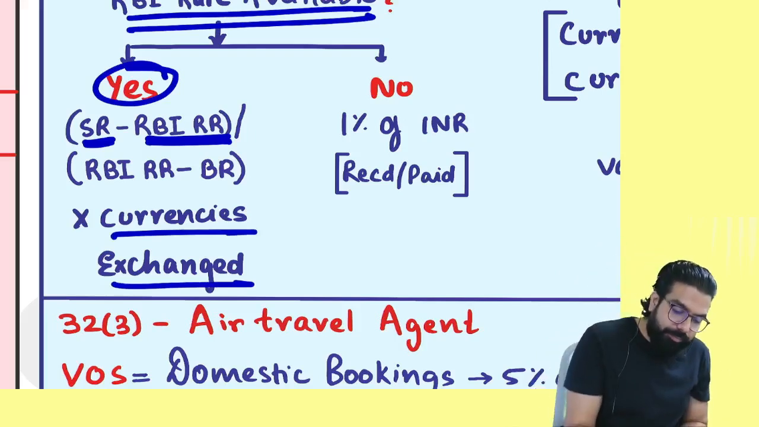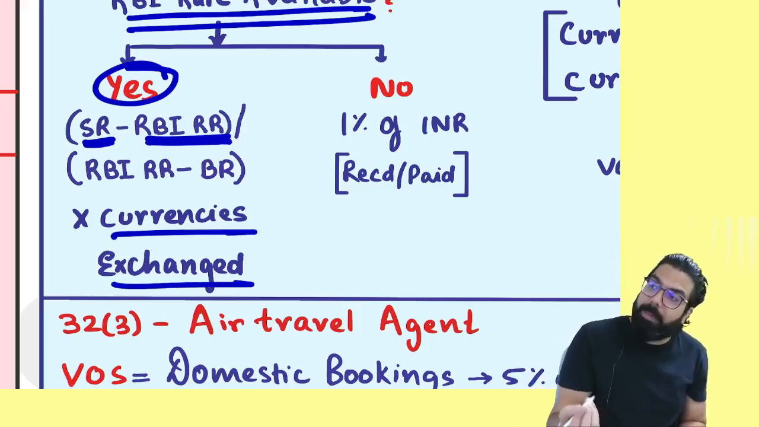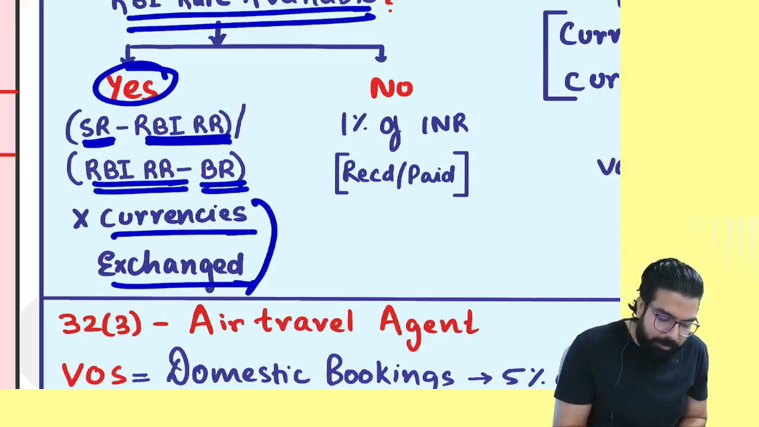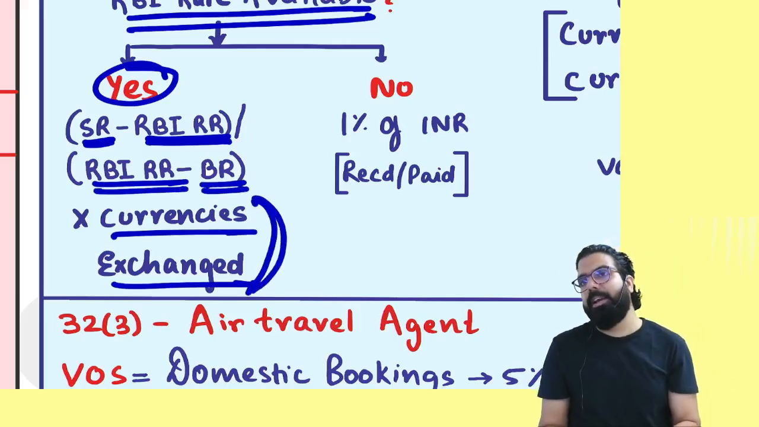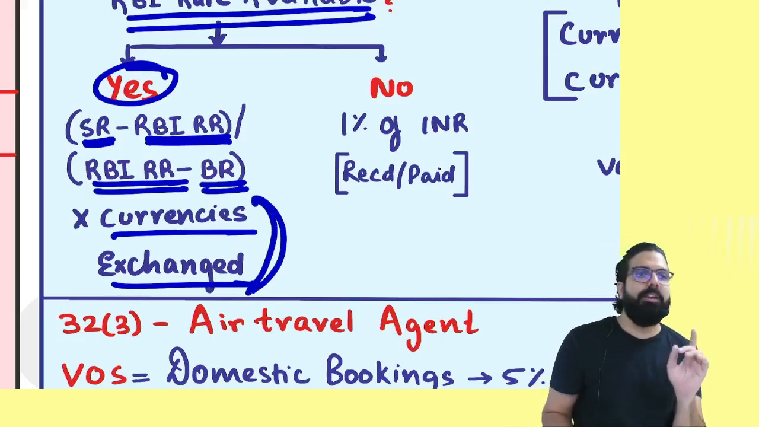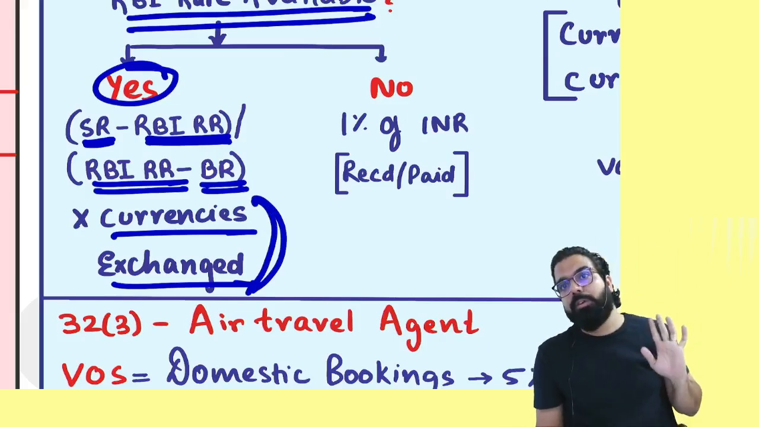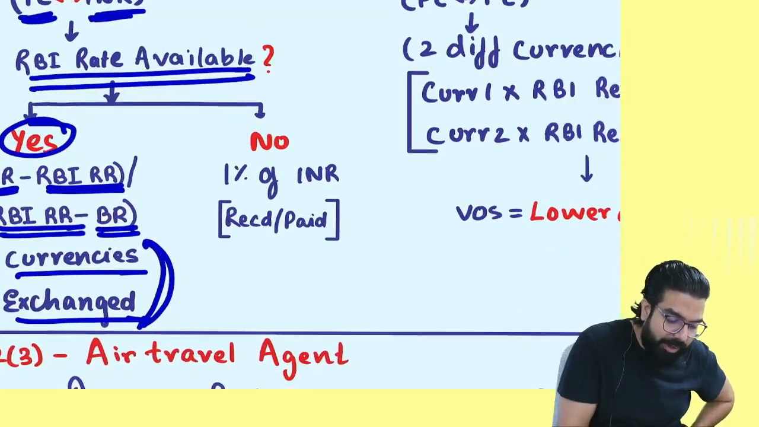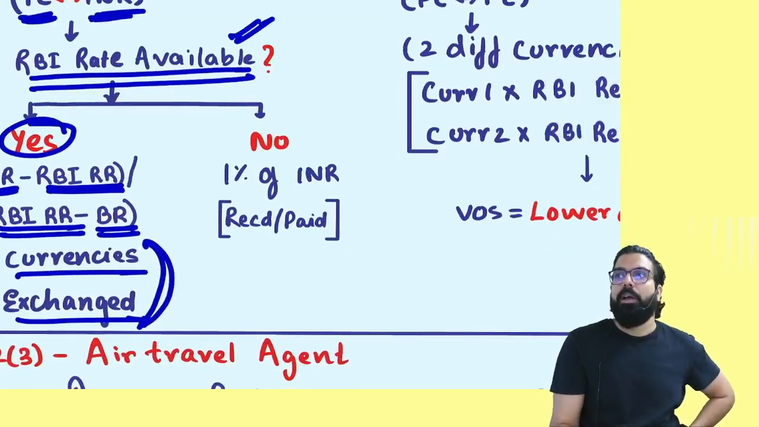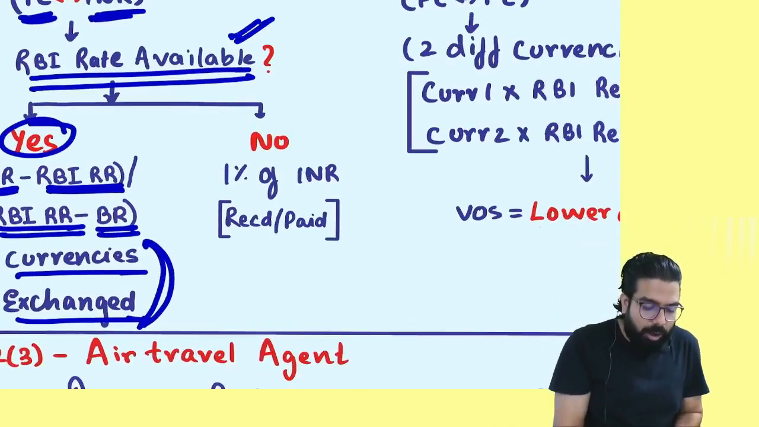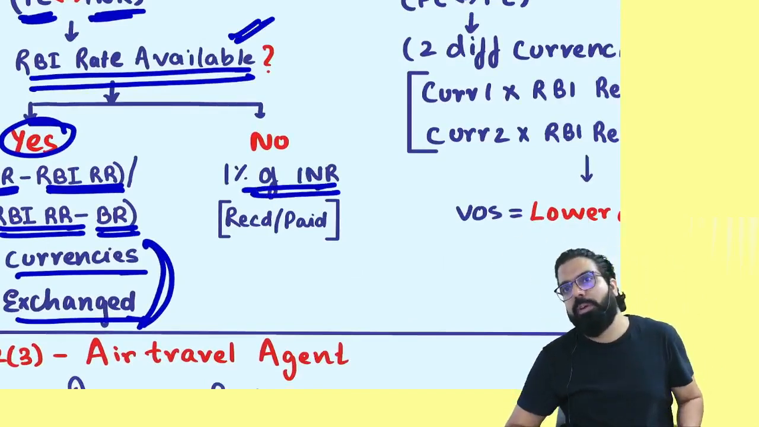Sir, supposing I'm not selling, I'm buying, then RBI reference rate minus the buying rate, multiplied by the currency exchange, will become your value of supply. Just remember, the margin is your value of supply. Sir, if the RBI reference rate is not available, remember, whatever INR you collected or whatever INR you paid, 1% of that will become the value of supply.